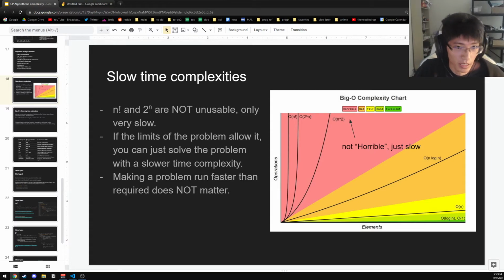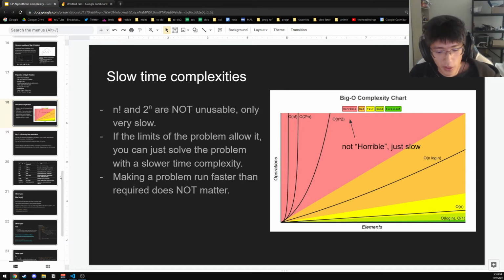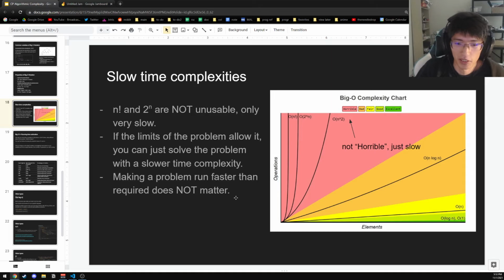If you have small n values, you can still have solutions that use order of n squared. You can still use n factorial solutions. If the limits of the problem allow it, you can just solve the problem with a slower time complexity, and making a problem run faster than required, it's not necessary at all. And if you can solve something slower and you can solve something faster, you don't get anything extra for solving it faster for the most part.